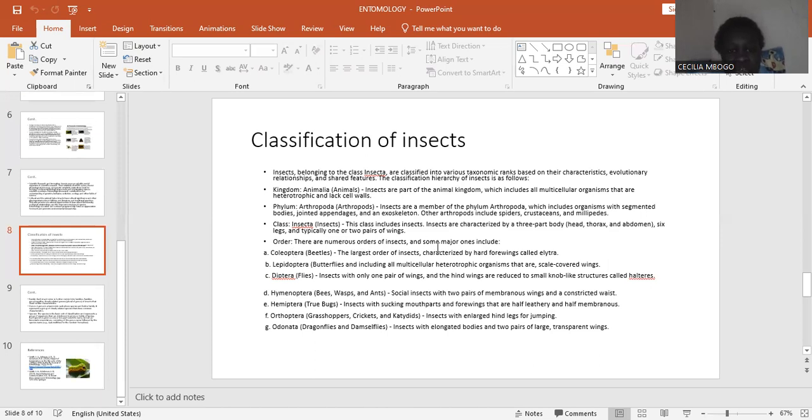There are numerous orders of insects, and some major ones include Coleoptera. So here now the orders are different. You can have the order Coleoptera, that is the beetles, and then Lepidoptera, the butterflies, and Diptera, which are the flies, Hymenoptera, the bees, wasps, and ants, then Hemiptera, the true bugs, Orthoptera, grasshoppers, crickets, and katydids. Then Odonata, that is the dragonflies.